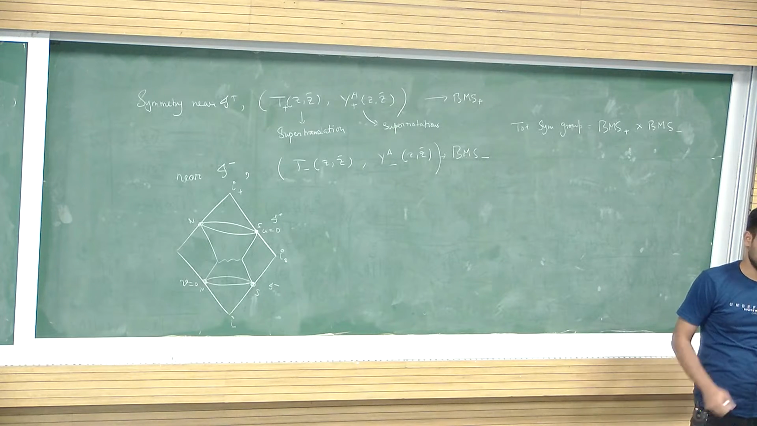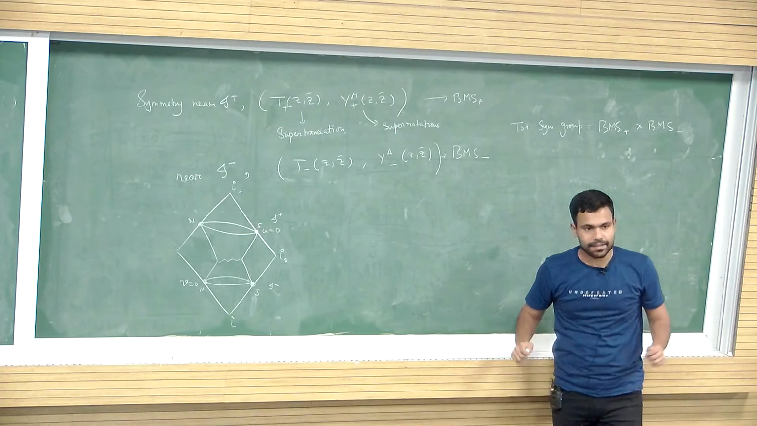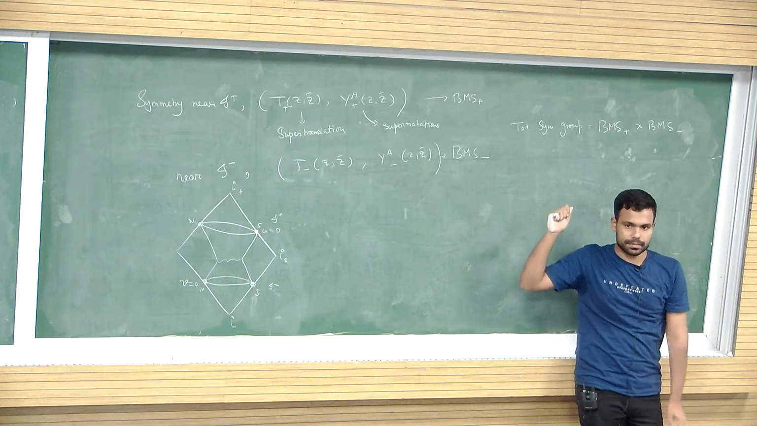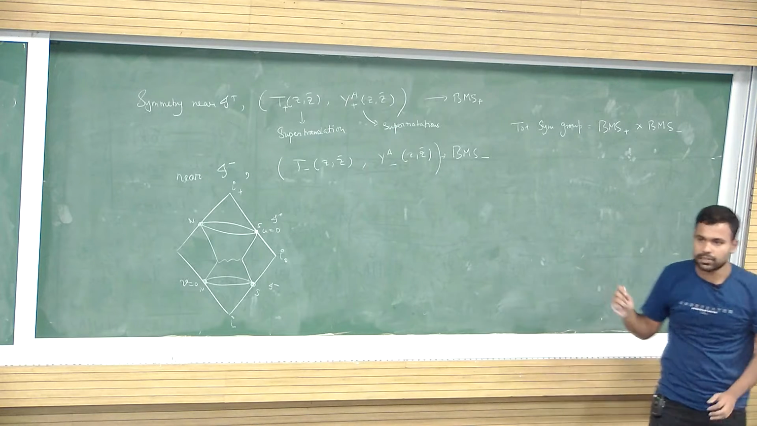That should not be happening. If I have any 2 to 2 scattering, all of these will be related by some symmetry transformation, right? That should not be the case.